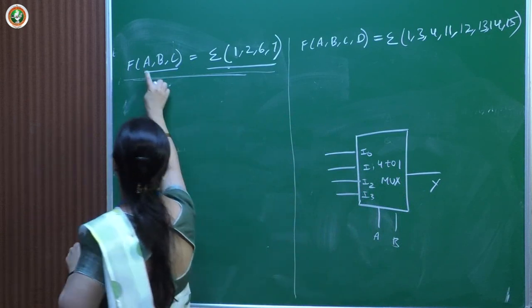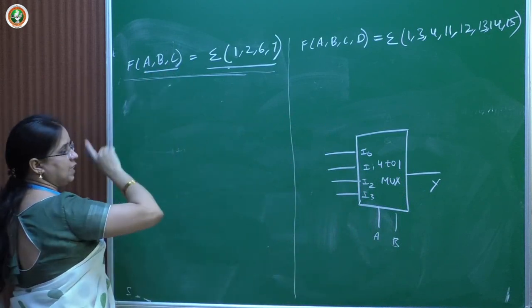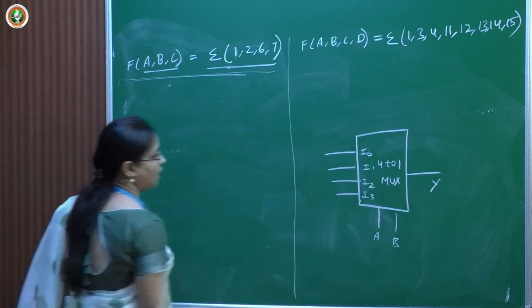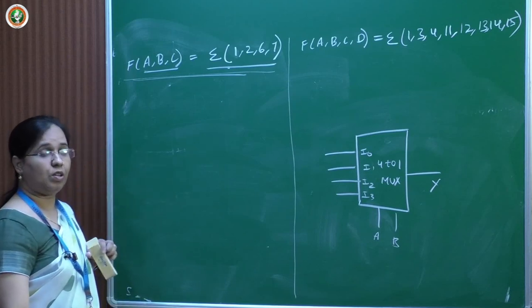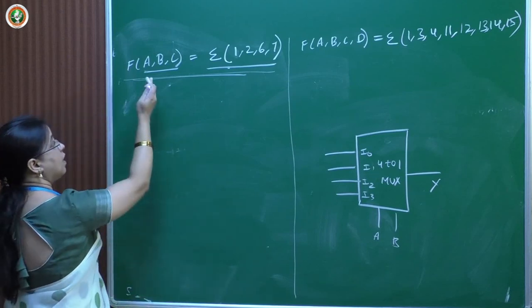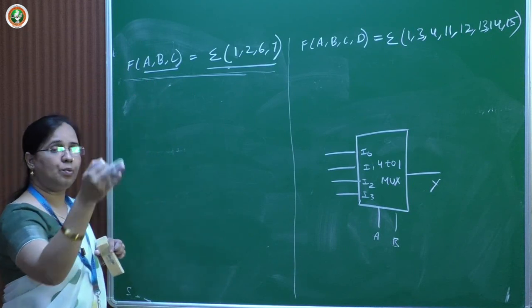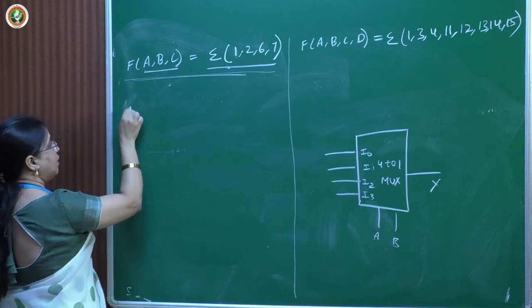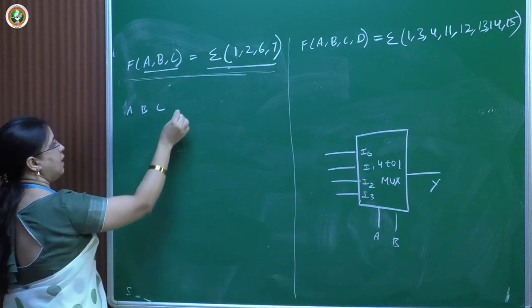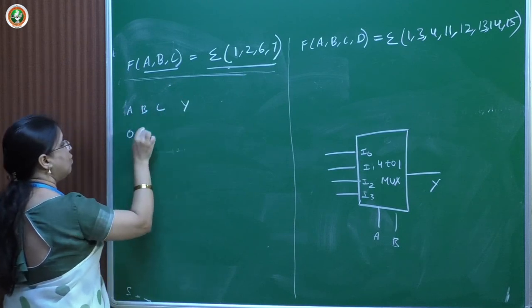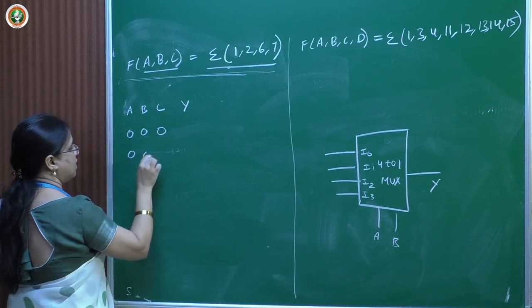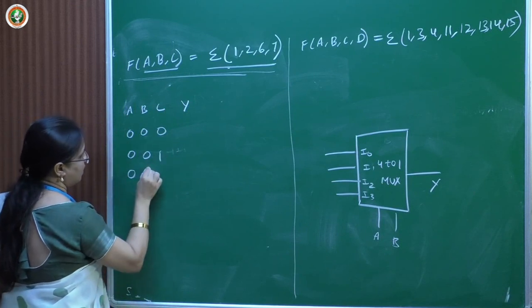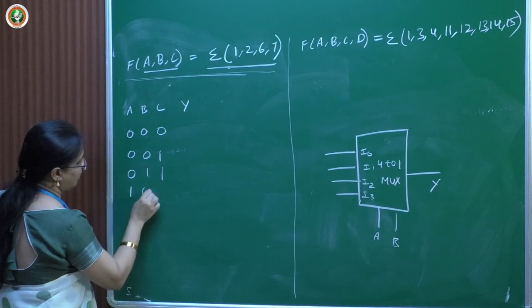But here I have how many select lines? 3 select lines. But my circuit has only 2 select lines. So now what do I have to do? I have to convert this truth table into a 2 variable truth table. What I am doing is trying to convert the 3 variable truth table into a 2 variable truth table. To do that, let's fill this 3 variable truth table quickly.